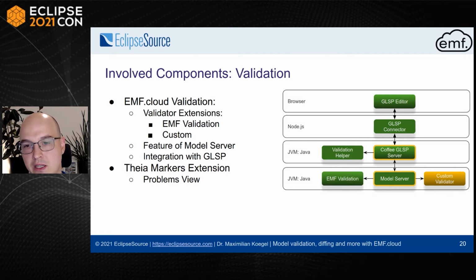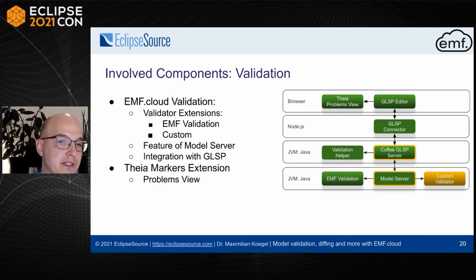If something changes in the validation and a warning is found, the model server will relay that to the Coffee GLSP server and over the connector back into the GLSP editor. The GLSP editor will then highlight those changes within the editor and also populate the Theia problems view that we have seen. The Theia problems view is part of a Theia markers extension and is also an out-of-the-box component.